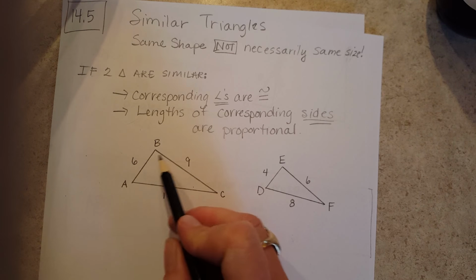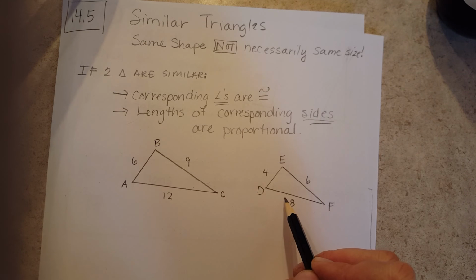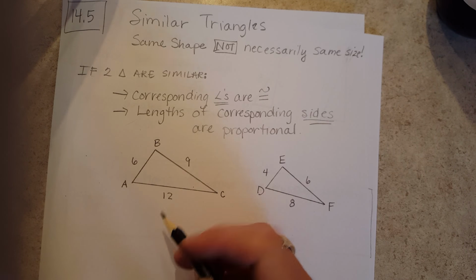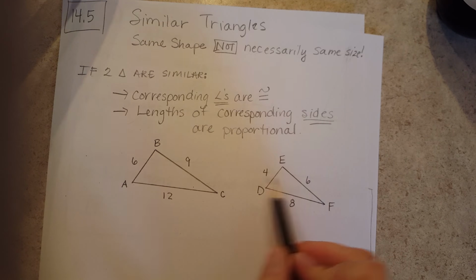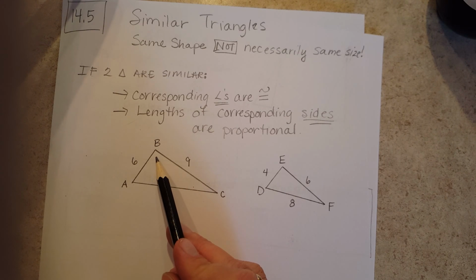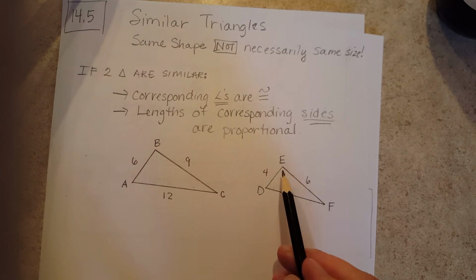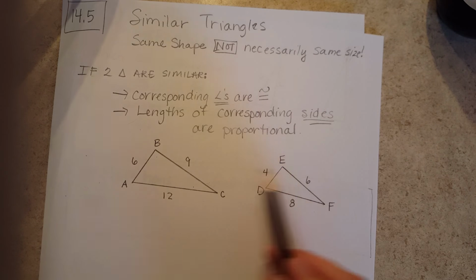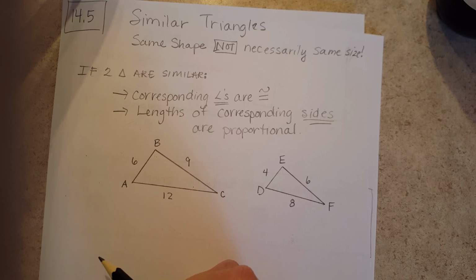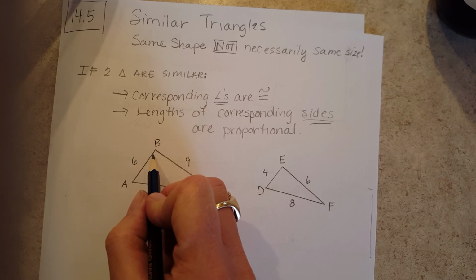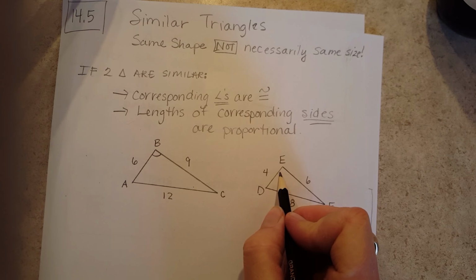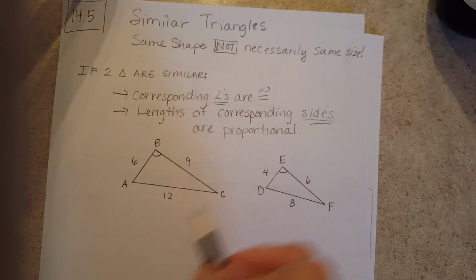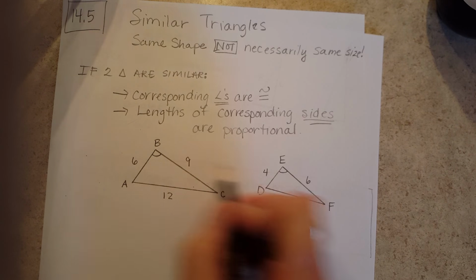Now, that doesn't mean every single angle is the same as the other angles. It means the corresponding angles. So if you look at these two triangles, B corresponds with E. It's the same part of the triangle as it is on this bigger one. So we could say those two are congruent. If we write a little arc on each of them, that means that those two are the same.